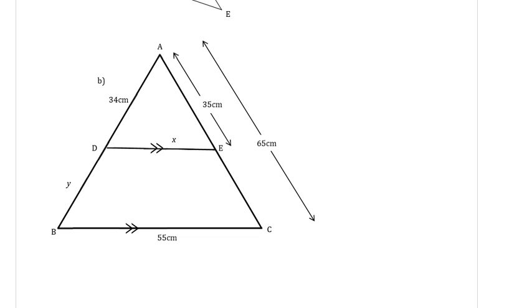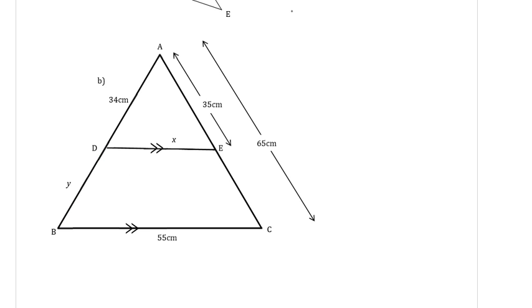Now these, example B here, are called nested triangles. One triangle is inside the other. We still have to use sides of the triangle. People want to use 34 and y, but y is not a side of the triangle, so that won't work. So let's set this up and see what happens.